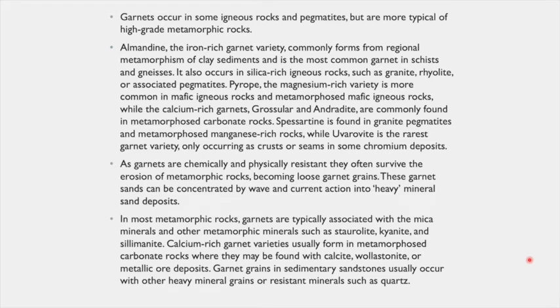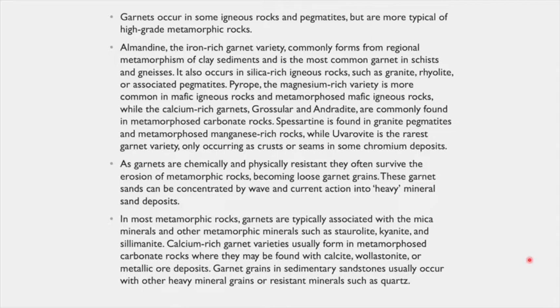Garnets occur in some igneous rocks and pegmatites but are more typical of high-grade metamorphic rocks. Almandine, the iron-rich garnet variety, commonly forms from regional metamorphism of clay sediments and is the most common garnet in schists and gneisses. Now, schist and gneisses are metamorphic rocks. It also occurs in silica-rich igneous rocks, such as granite, rhyolite, or associated pegmatites.